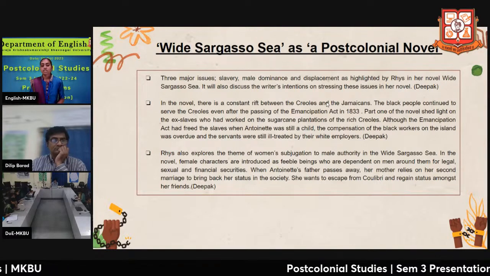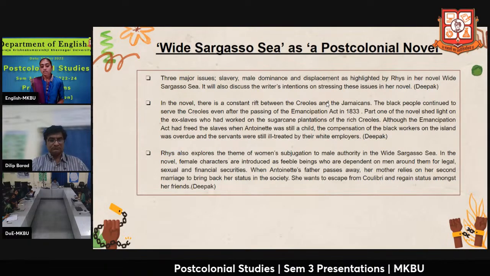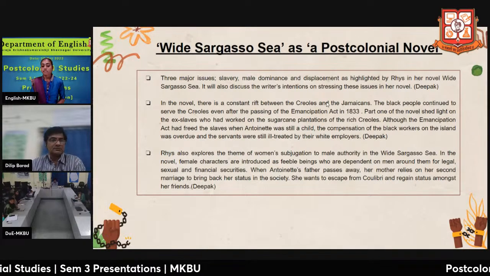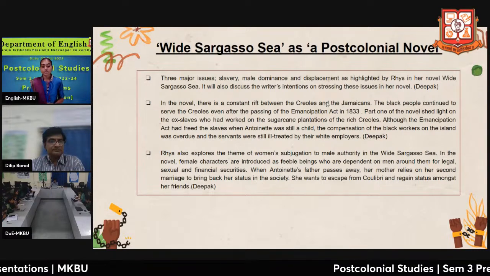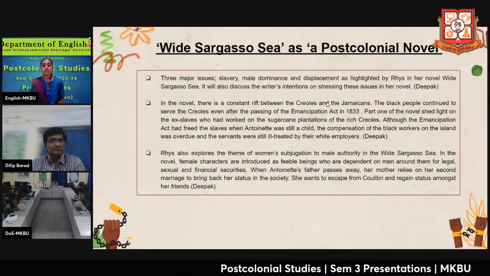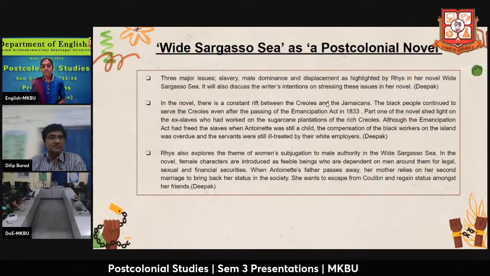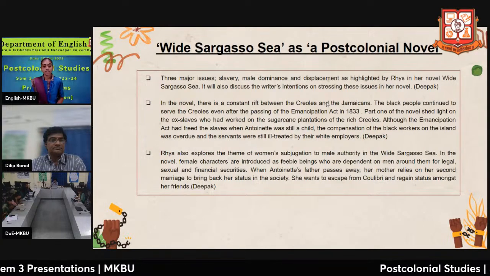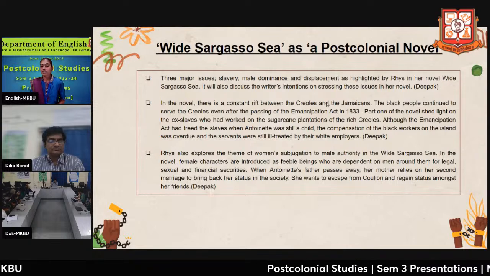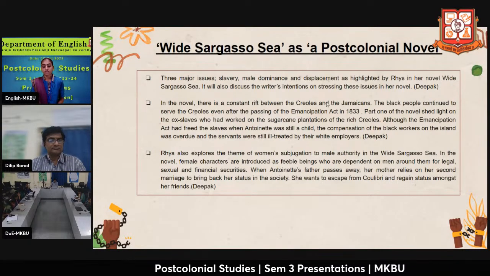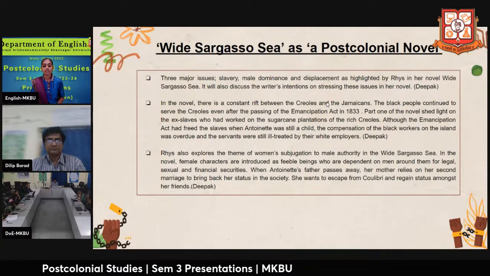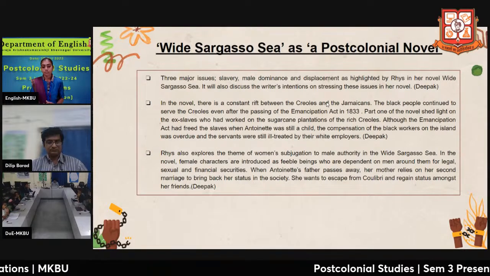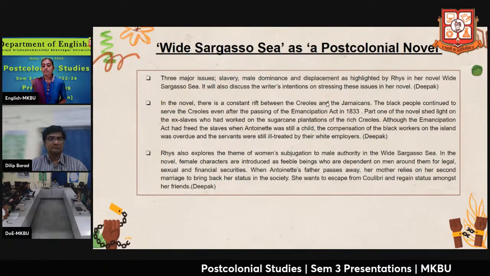Rhys also explores the theme of woman's subjugation to male authority in Wide Sargasso Sea. In the novel, female characters are introduced as fragile beings who are dependent on the men around them for legal, sexual, and financial security. When Antoinette's father passed away, her mother relies on a second marriage to bring back her status in society. She wants to escape from the Coulibri and regain status among her friends.